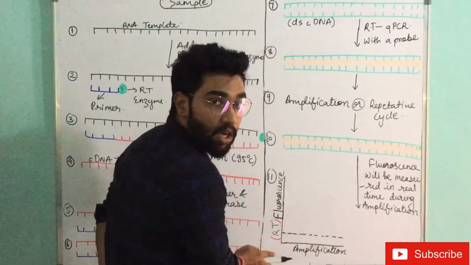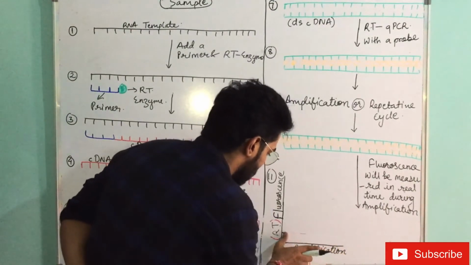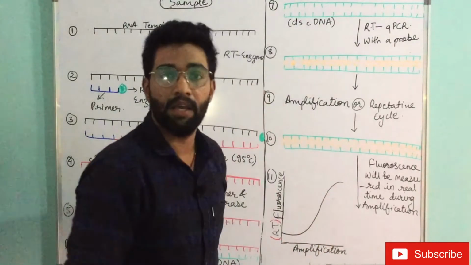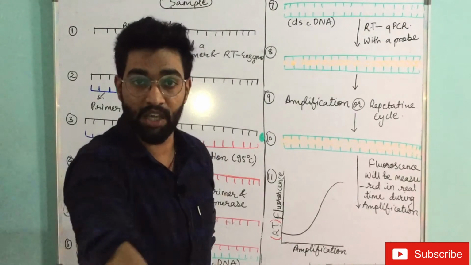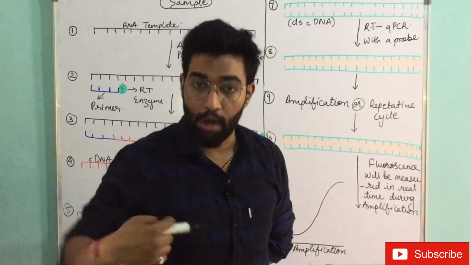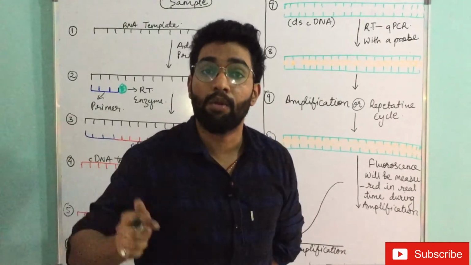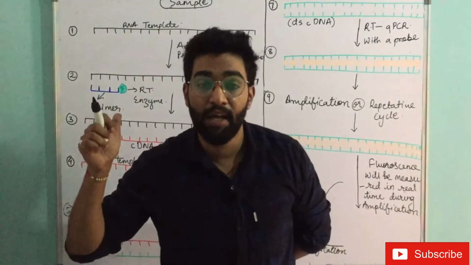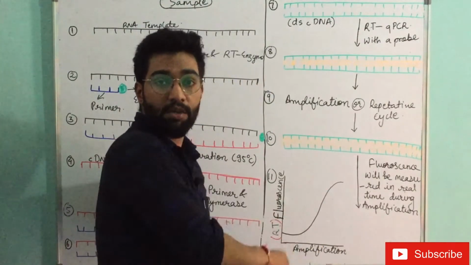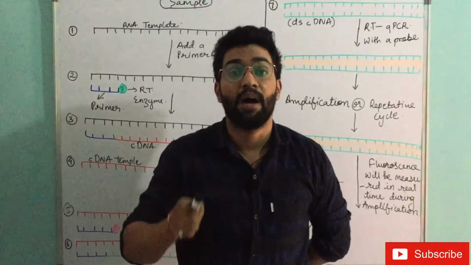But if there is an elevation, a J curve, then it means there is an increase in the amount of fluorescence along with the amplification, and this will confirm that the obtained sample is coronavirus positive. So the obtained RNA was coronavirus, and the obtained DNA consists of the sequence of coronavirus. So this is how the test is done. So this was the test of RT-PCR.